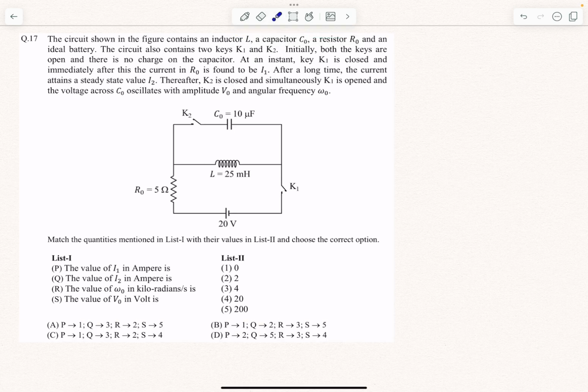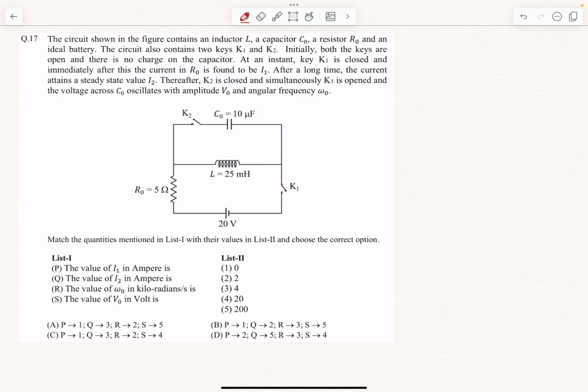The question states that we have a circuit that contains an inductor L, a capacitor C0, a resistor R0, and an ideal battery. The circuit also contains two keys, K1 and K2. Initially, both the keys are open and there is no charge on the capacitor. At the instant the key K1 is closed, and immediately after this, the current in R0 is found to be I1.